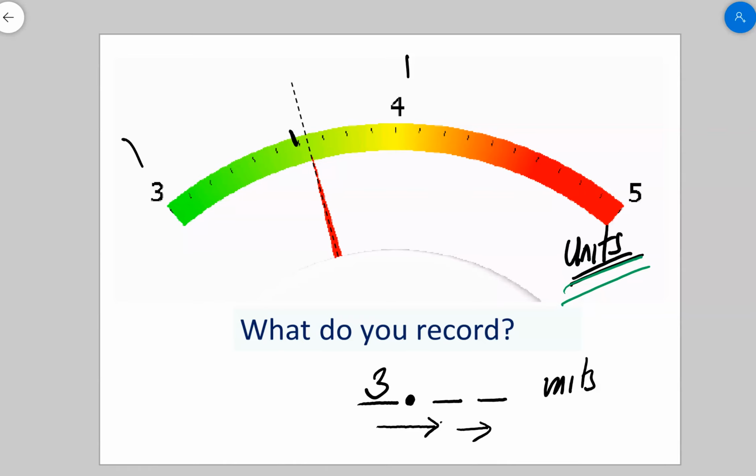And I can see that there's this line and this line. So what is this one right here? It's 1, 2, 3, 4, 5, 6. So this is 3.6. And this would be 3.7. So are we sure that this thing is more than 3.6 units and less than 3.7?